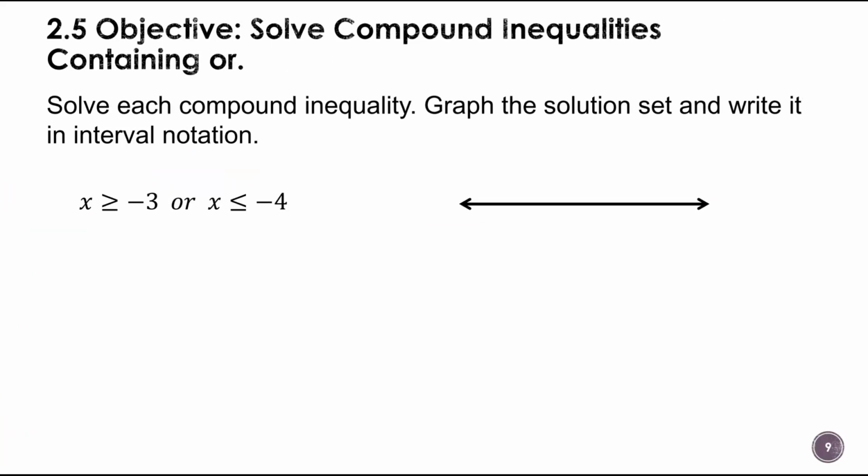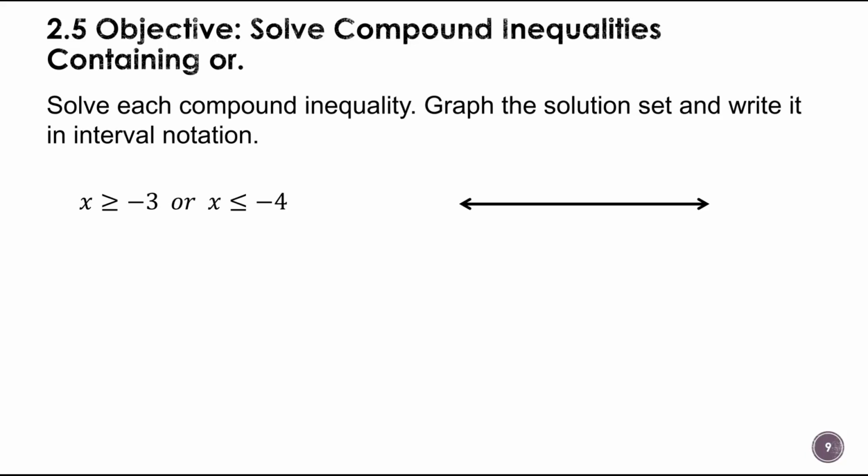So now we're on some ORs. ORs are going to be a little bit different. With an OR, basically everything here is going to be included in the solution set. X is greater than or equal to -3, or X is less than or equal to -4. So let's put this on the graph and take a look at it.